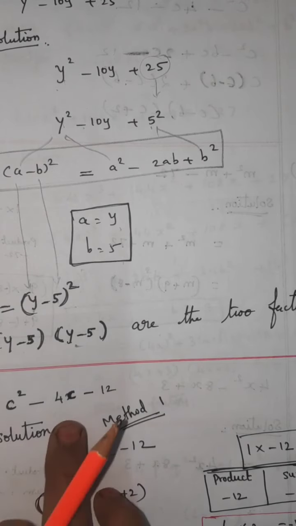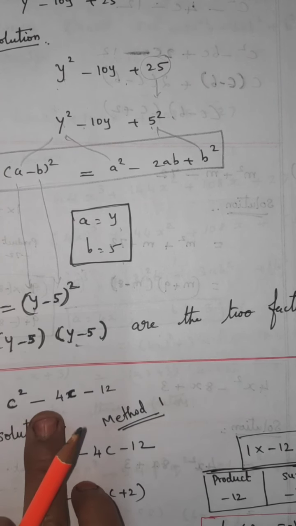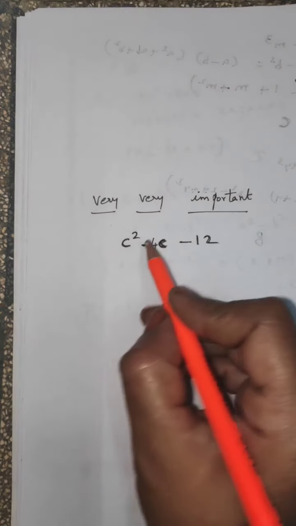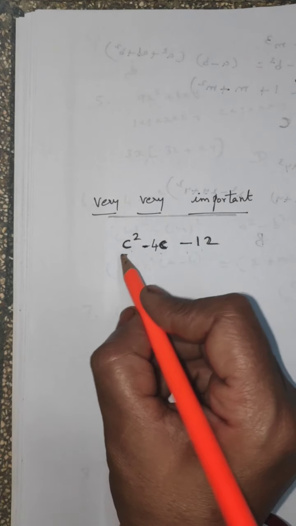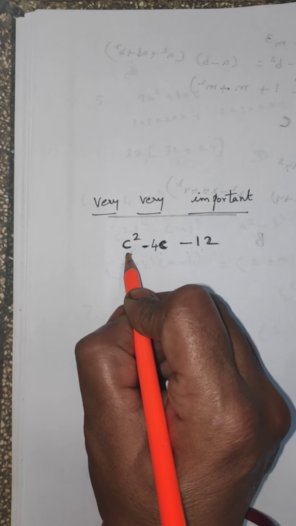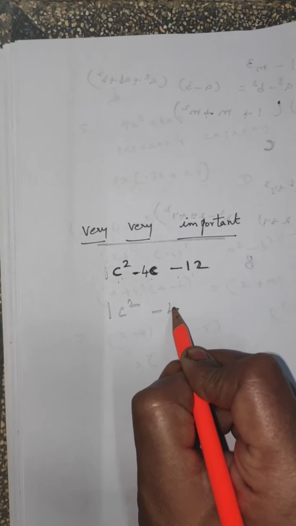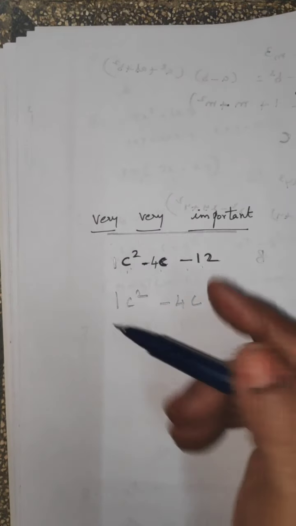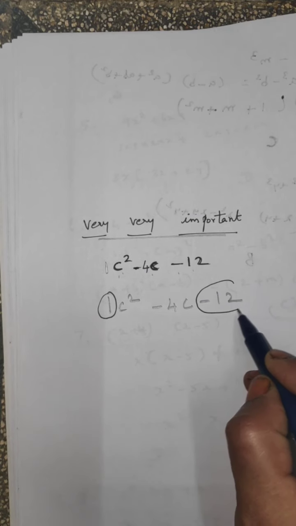The next method is very important. It is very useful for the 10th standard. C squared minus 4c minus 12. This method is very easy. Practice the sum one or two times. C squared minus 4c minus 12, very important. Here, how many c squared are there? 1 c squared minus 4c minus 12. Here, circle the number. Whatever I am doing, you do the sum. Here the coefficient of c squared is 1. Here the number is 12.